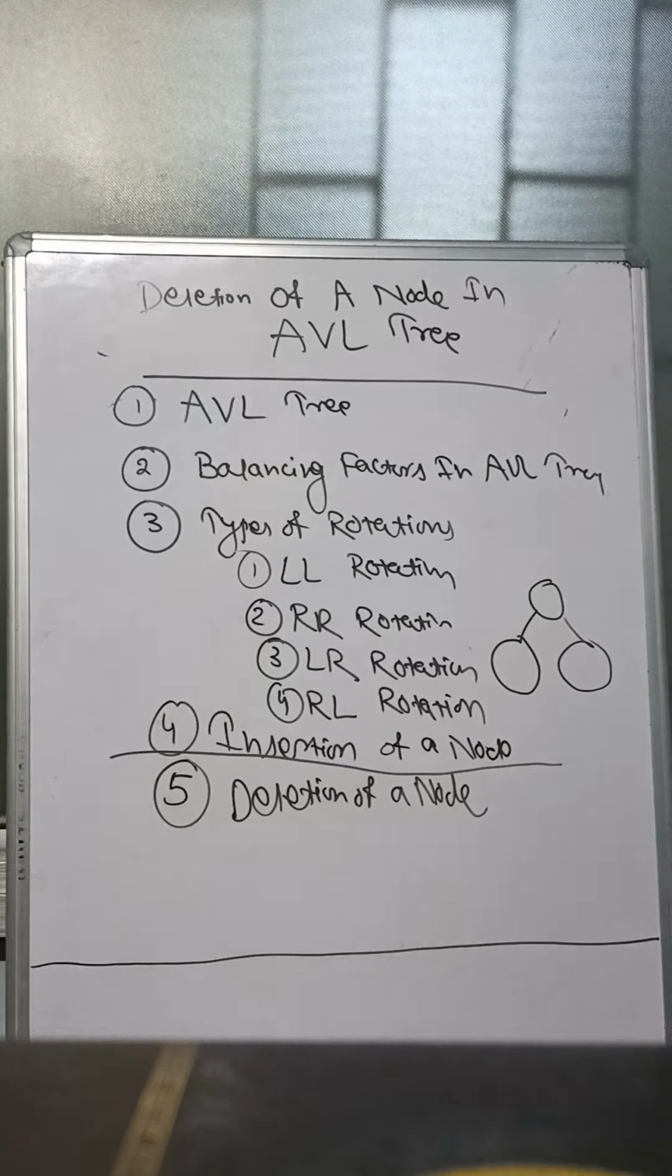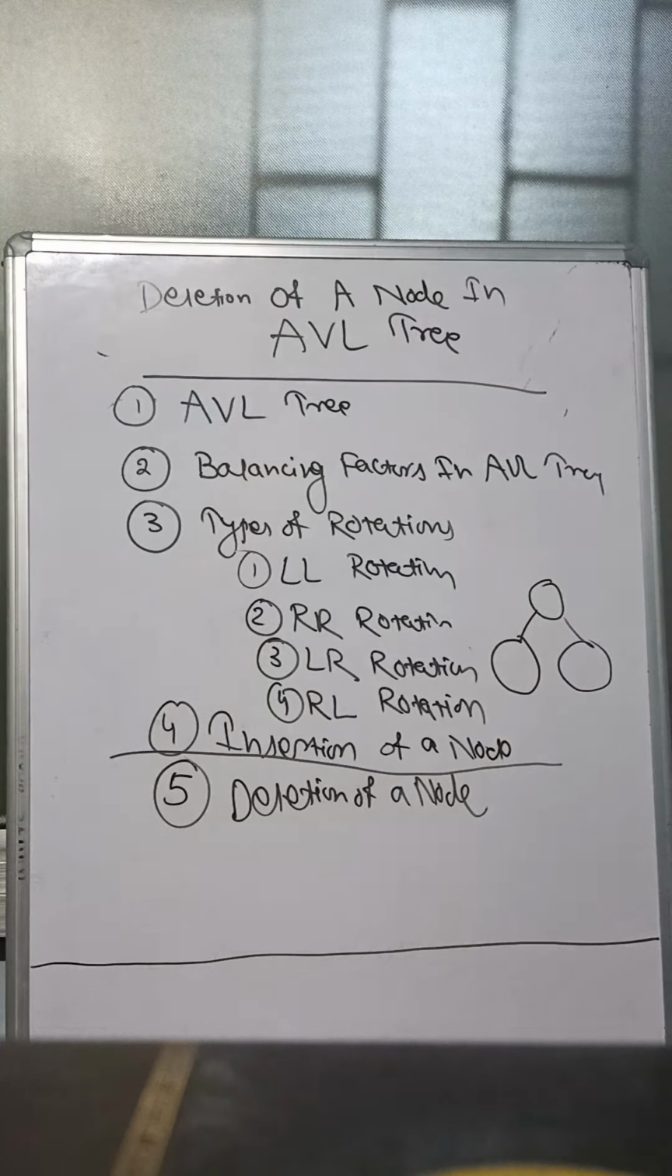Okay, so 0, 1, 2, 0, minus 1, minus 2. So again height is 2 minus 2, 0. Okay, 0, 1, 2, 3, 0, minus 1, minus 2, minus 3. So balance factor 0. So the tree is totally balanced AVL tree.